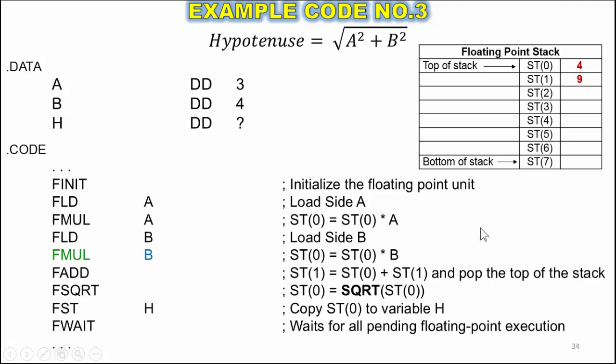The next command, fmul B, multiplies the value of the variable B, which is 4, to the top of the floating point stack, the value 4. And the product, which is 16, is stored and replaces the value of the top of the floating point stack. Using this formula, ST at index 0 is equal to ST at index 0 multiplied by the value of the variable B.